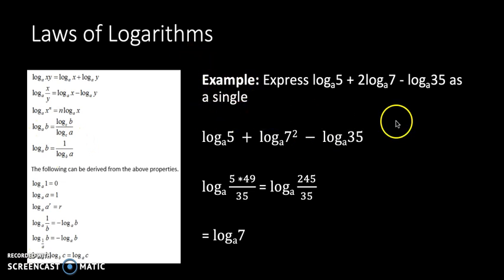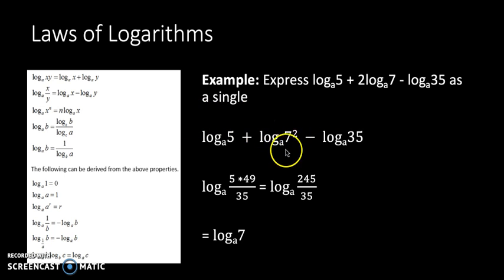Okay, so this is our first example. We don't need to change any bases because everything is of base a. So we have log 5 plus 2 log of 7 minus log of 35. So we want to express this as a single logarithm. I've just written it out again just to make it easier to read.